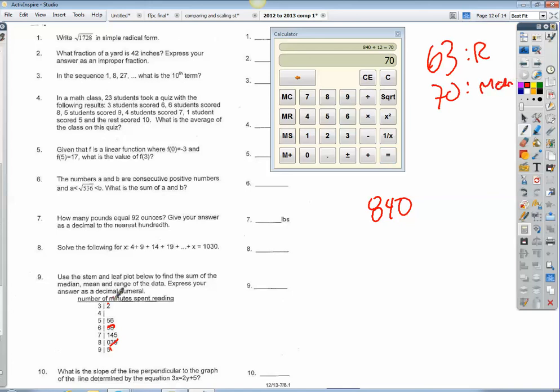And then for the median, we count 1, 1, 2, 2, 3, 3, 4, 4, 5, 5. So it's in between these two, in between 71, 72, 73, and 74. So it's 72.5, plus 63. So I get 202.5.